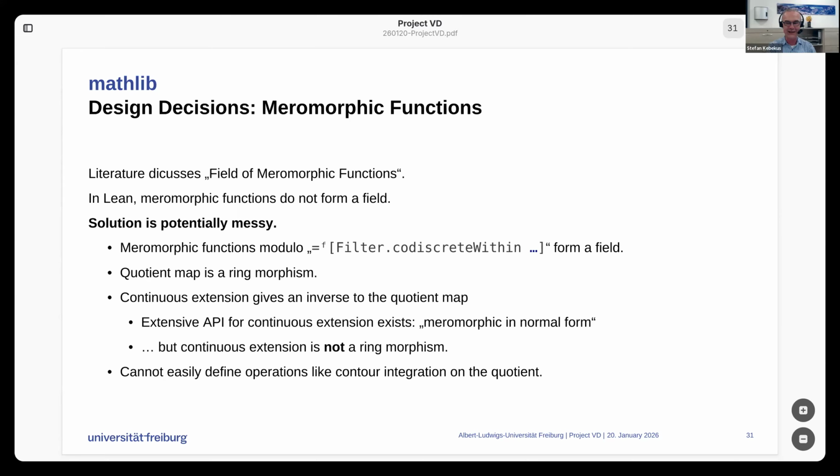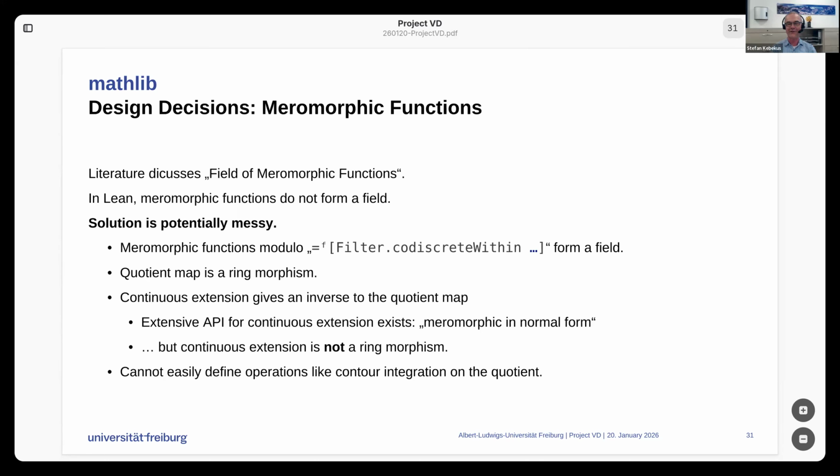And of course, similar problems if you say, okay, a meromorphic function is an element of the quotient. You could do this, change the definition, but then you want to do contour integration, and contour integration you can do if you have a function.